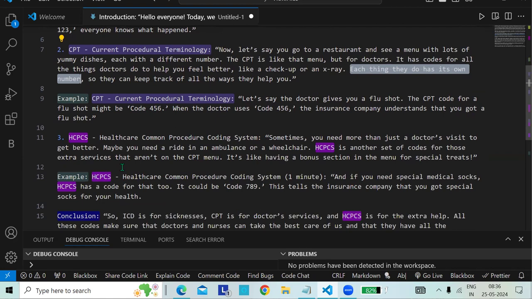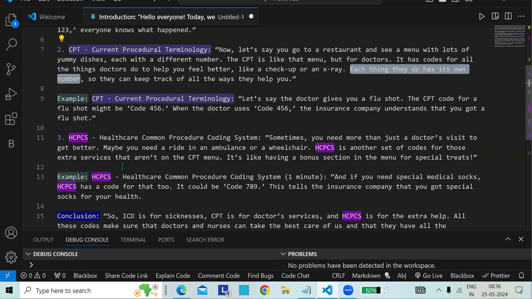And the third one is HCPCS. So what is HCPCS? Healthcare Common Procedure Coding System. Sometimes you need more than just a doctor's visit to get better. Maybe you need a ride in an ambulance or a wheelchair. HCPCS is another set of codes for those extra services that aren't on the CPT menu. It's like having a bonus selection on the menu for special treats.